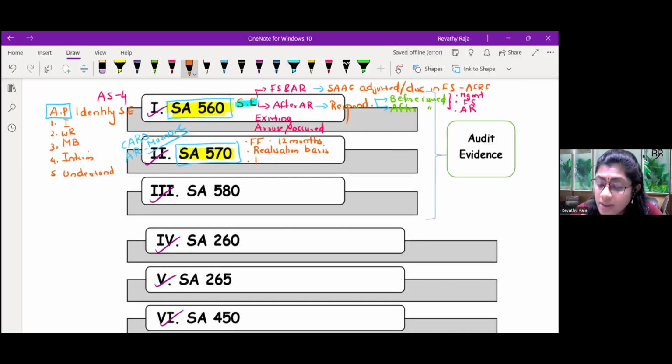Then, the responsibility of preparing the FS as per going concern rests with the management. They have to do two things. One, they have to assess the going concern. Second, they have to make the judgment.